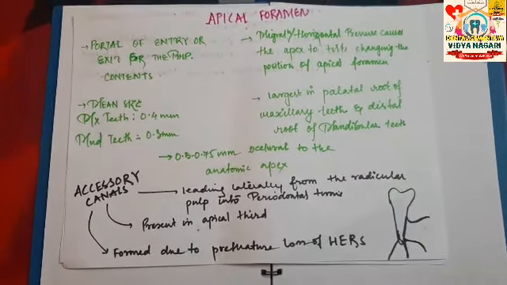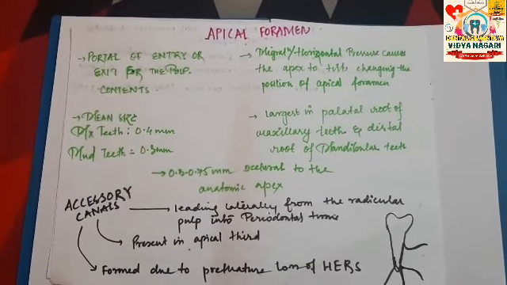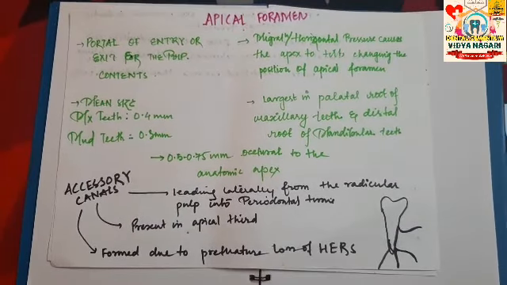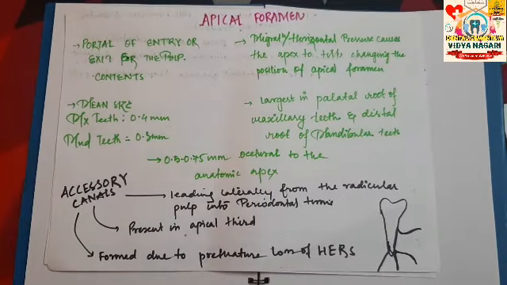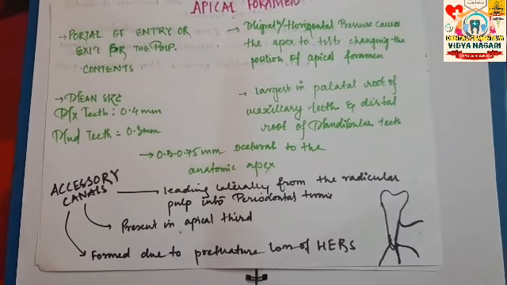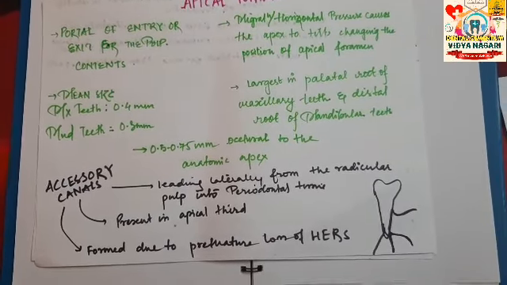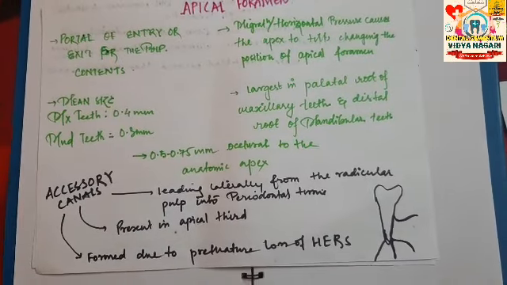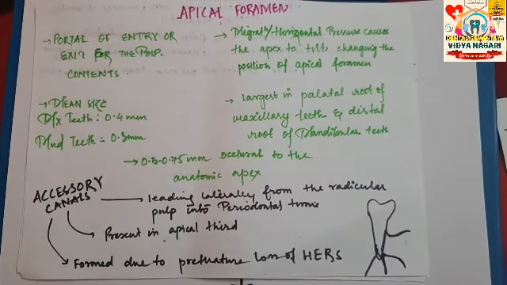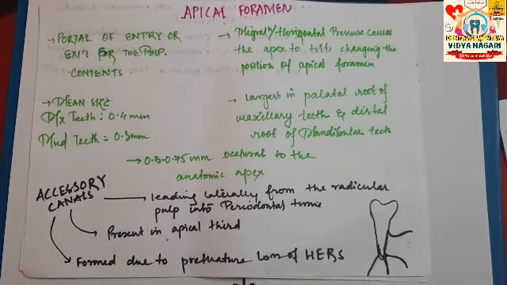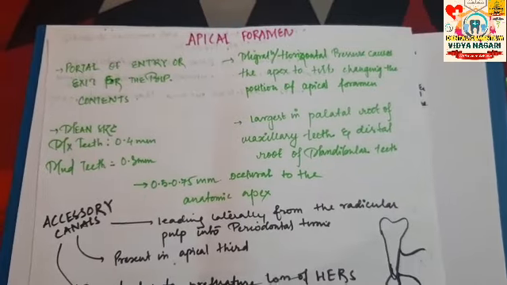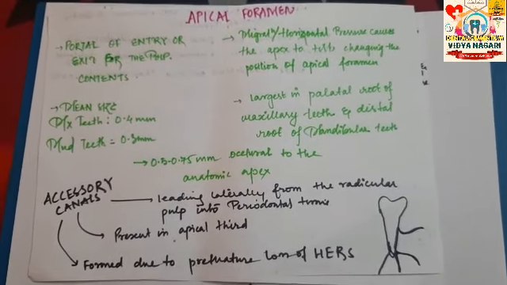Let us now discuss the apical foramen. Apical foramen is the passage or portal of entry or exit for the pulp contents. Its mean size in maxillary teeth is around 0.4 millimeters and in mandibular teeth is around 0.3 millimeters. Migration or horizontal pressure can cause the apex to tilt, changing the position of the apical foramen from the usual position. The apical foramen is the largest in the palatal root of maxillary teeth and distal root of mandibular teeth. It is located 0.5 to 0.75 millimeters occlusal to the anatomic apex of the root.